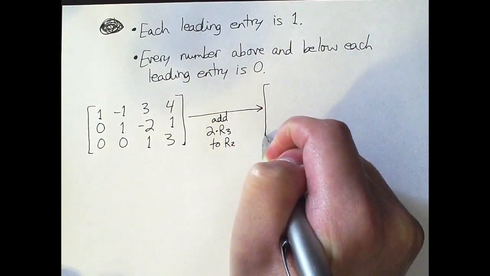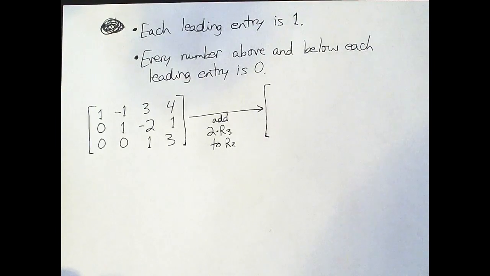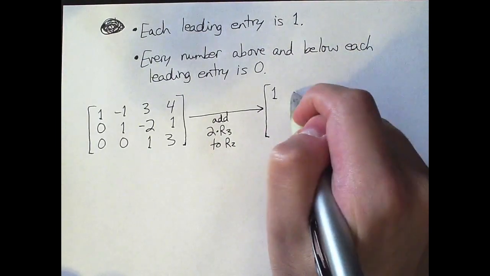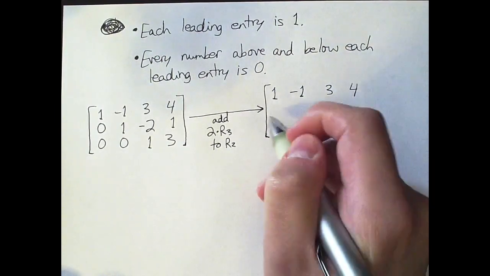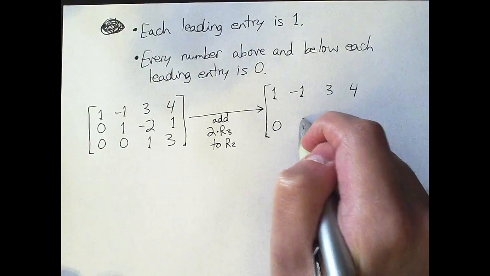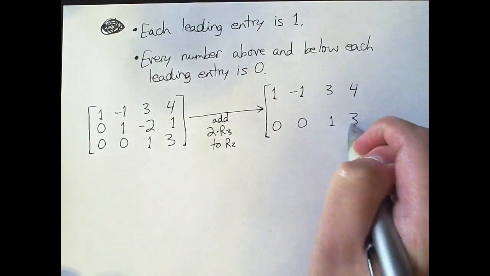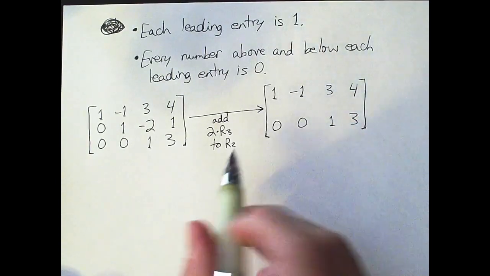Before I do it, do you see why I'm doing that? Do you see what that's going to do? Well, it's not changing row 1, so let's just copy row 1. It's also not changing row 3. Sometimes I like to write the ones first that are not changing. But we're doing something to row 2.